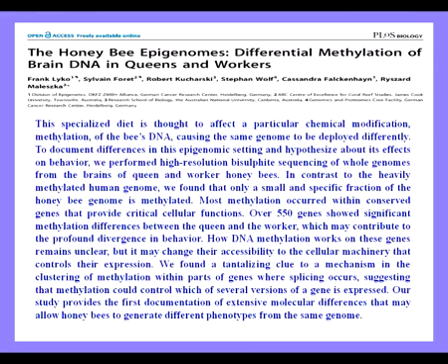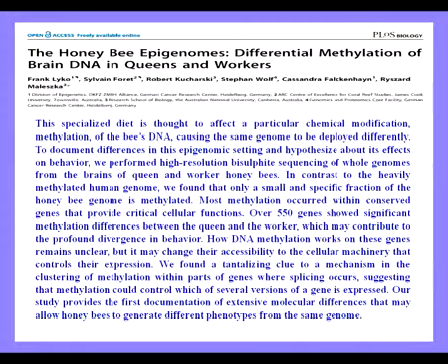Now, a very classic study was conducted in the population of bees. In a bee colony, there are 3 individuals: drone, worker bee, and queen bee. All these 3 individuals have the same genetic makeup, and yet they have remarkably different functions in a beehive. This is a classic example. It's a very, very landmark paper which says the honeybee epigenomes, differential methylation of brain DNA in queens and workers.